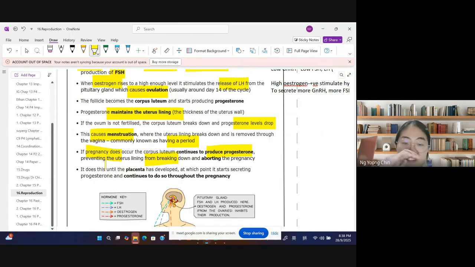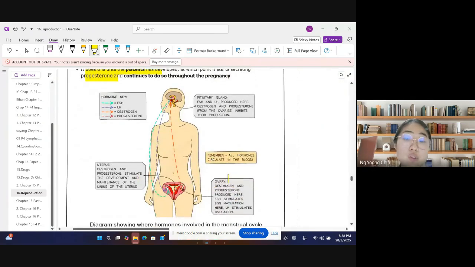After the corpus luteum continues to produce progesterone, they are able to increase the lining. Also, they will develop a placenta, which is the point they start secreting progesterone and continue to maintain it throughout the pregnancy. So the organs which produce progesterone include the corpus luteum first, and later the placenta helps. They just want to maintain a very high level of progesterone throughout the pregnancy.